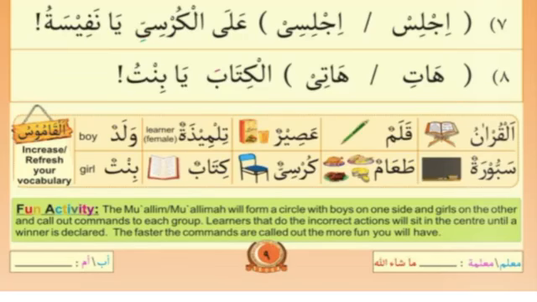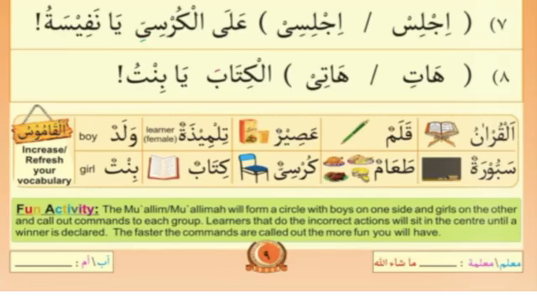All right. And sentence number 8. Hati and hati both mean give. Hati we command a male.